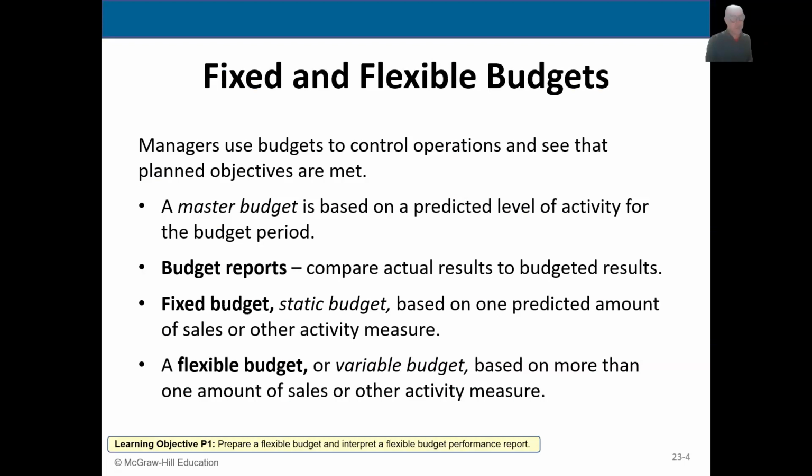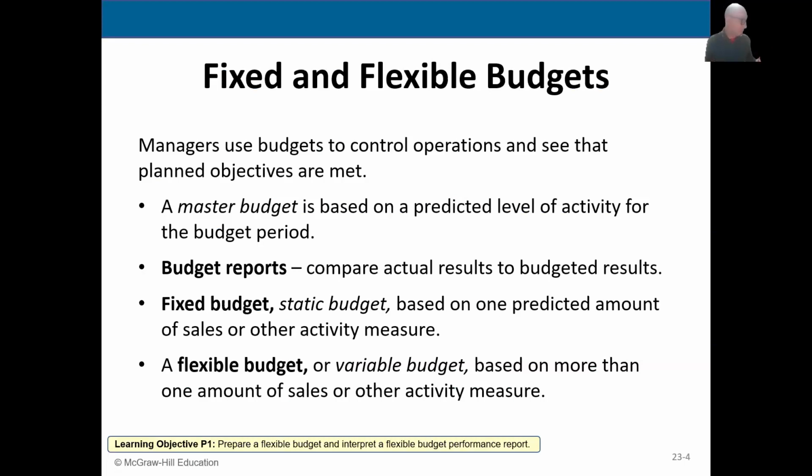There are two types of budgets, really. One is called a fixed budget, and the other one is called a flexible budget. A fixed budget, which is also known as a static budget, is based off of one amount, okay? And it stays the same throughout that year, all right? That's why we call it fixed. It doesn't change. We don't have the ability to change the budget. It's fixed, you see? It stays the same regardless of the level of output.